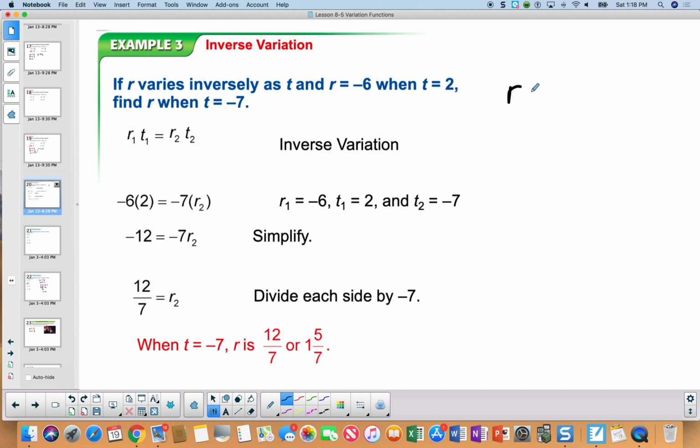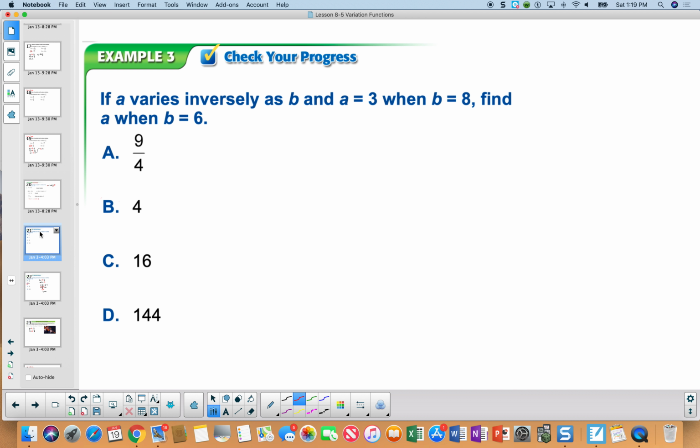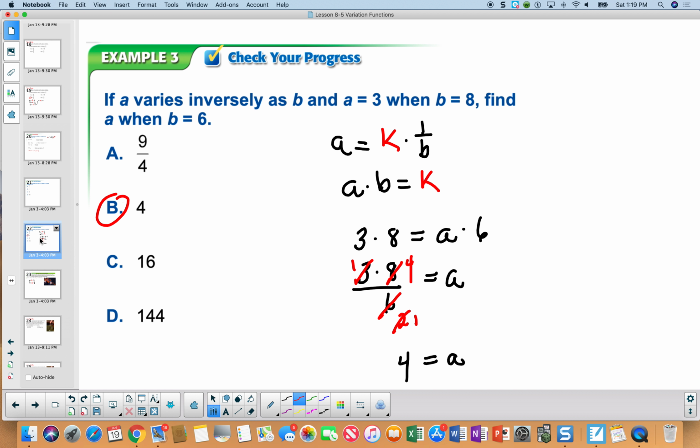So r varies inversely, so we have k times 1 over t. If I want to get k by itself, I'm going to multiply this side by t and this side by t, and then we're going to have this product. So here's the product here, and here's the product over here. I'm going to substitute my values, -6 and 2, and then I'm going to substitute t and then r sub 2 here. And then solve, and I'm going to get my answer. r is 12/7, and you can leave it as an improper fraction, that's fine. Your turn, and here's the answer.